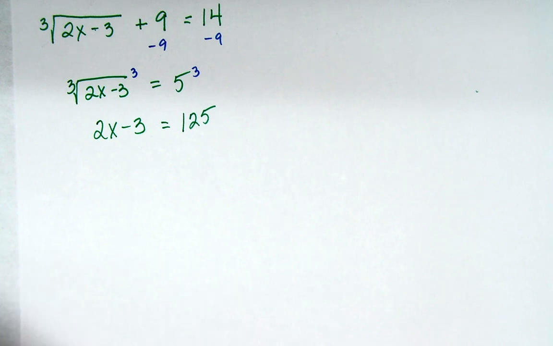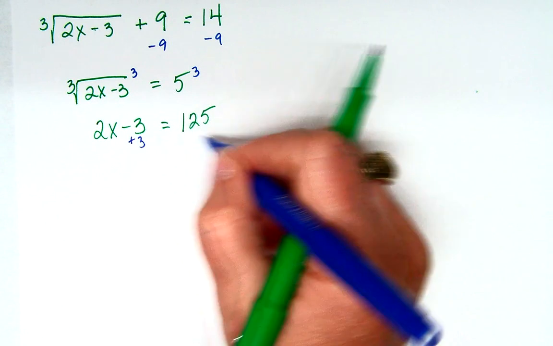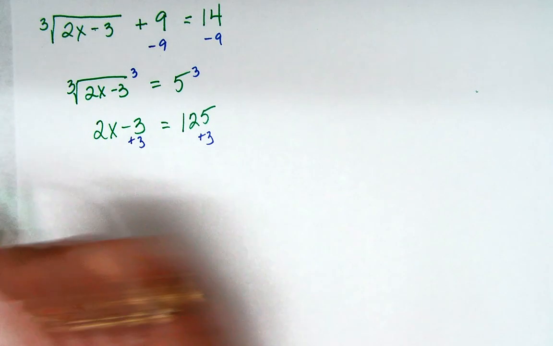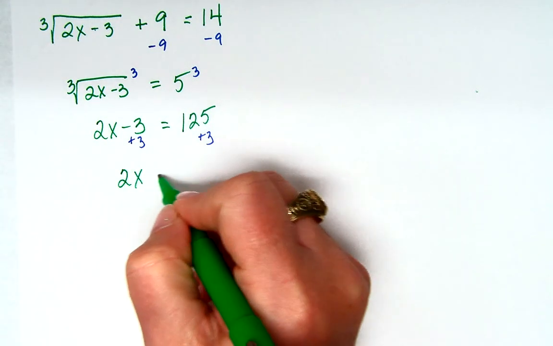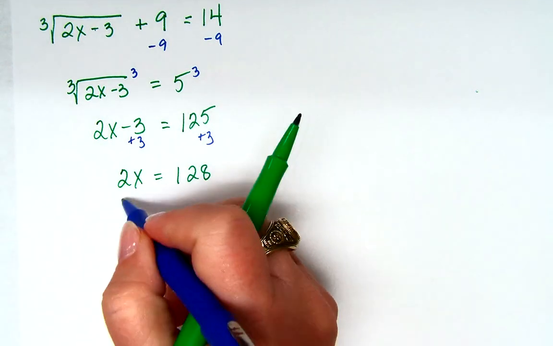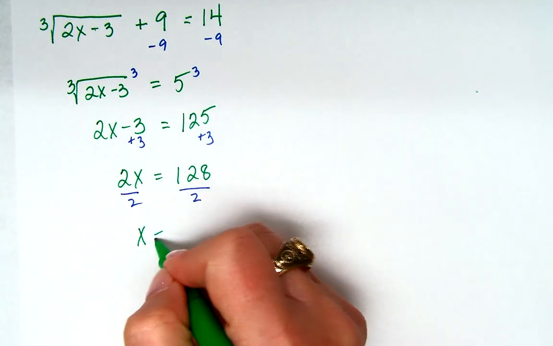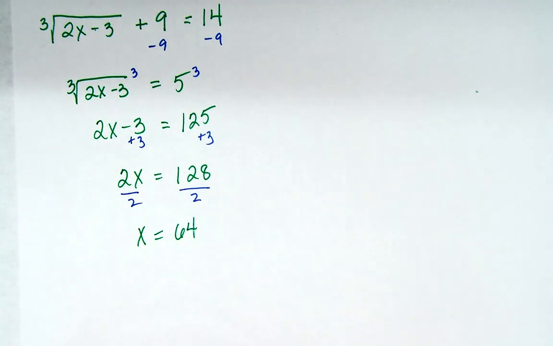Okay. Now solve this. Plus 3? Divide by 2. 2x equals 128. And you said divide by 2 now? Okay. 64. Is it right? Are you positive?